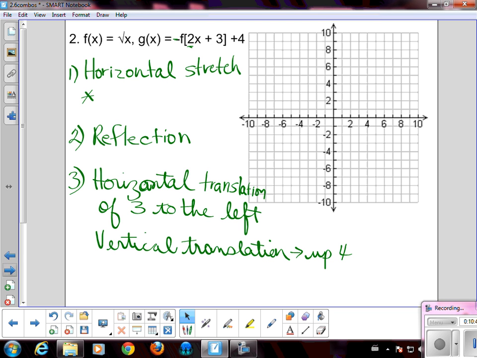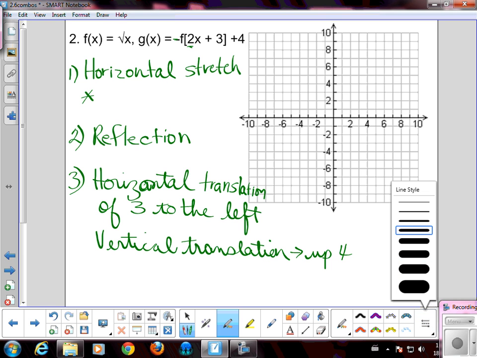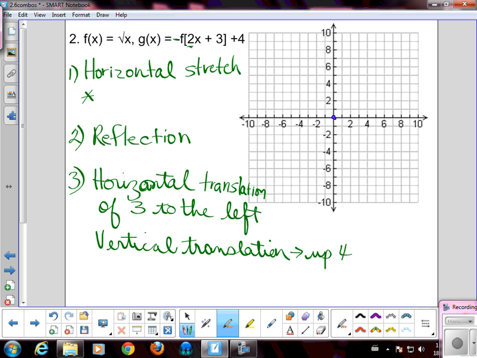Okay, so before we actually get working on this, I'm going to draw our parent function, which is the square root of x. Now we know that that pattern starts at 0, 0, then it goes over 1, up 1, over 4, up 2, over 9, up 3, and we could go further and go over 16, up 4. Okay, so this is our parent function, f of x.